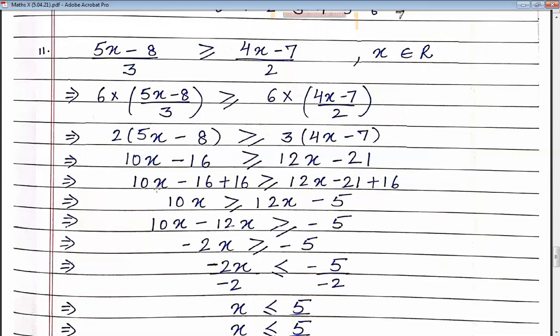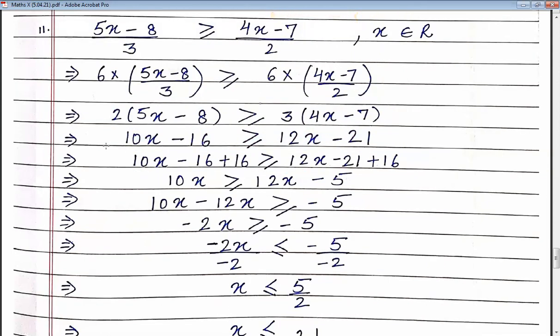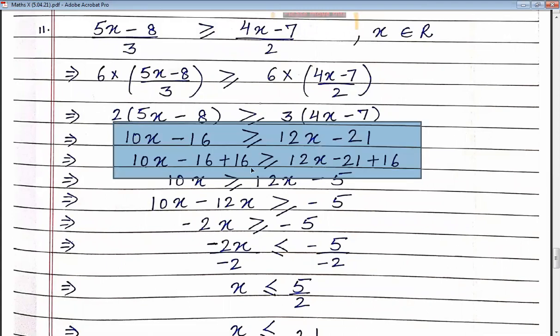Now children, we have to solve our right hand side first. Now here you will add 16 on both the sides. When you add 16 on both the sides, in the next step, your minus 16 and plus 16 will cancel out each other. And here your linear inequation will become 10x greater than or equal to 12x minus 5. Okay, students. So this is your linear inequation.